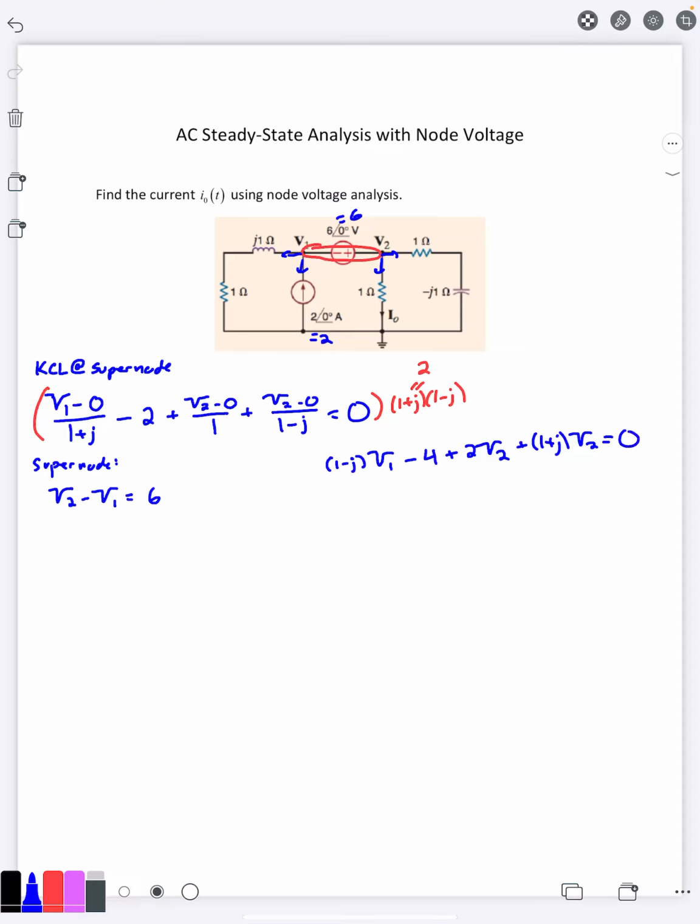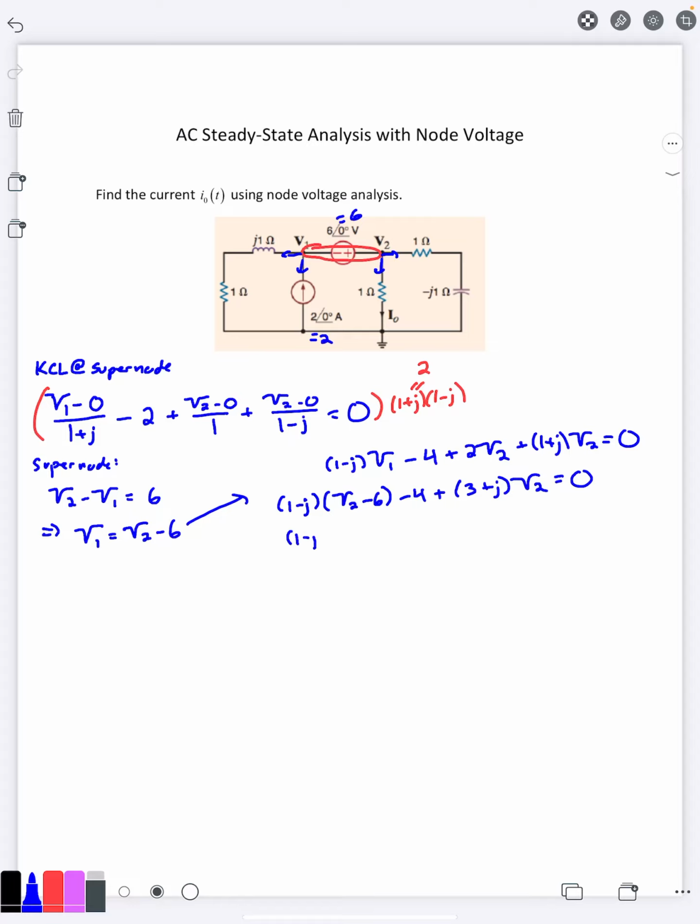Then I'm going to get everything in terms of V2, so I'll use the supernode equation over here. Solve for V1, it's going to be V2 minus 6. I'll go ahead and replace that in. So 1 minus J times V2 minus 6 minus 4. I'll combine these two together. It's going to be 3 plus J V2 equals 0.